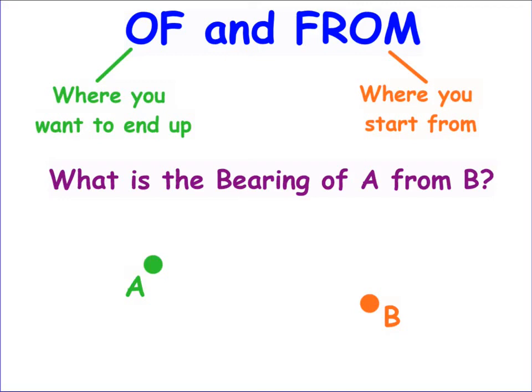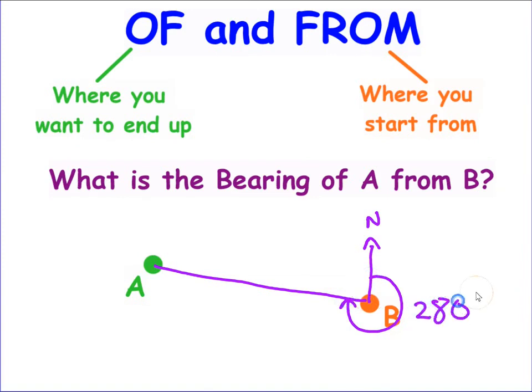So "of" is where you want to end up, and "from" is where you started from. So what is the bearing of A from B? From B is where we started. So if we draw a line between them, then the bearing from B is relative to north and measured this way around. So it's approximately 280 degrees. So it's the bearing of A from B.